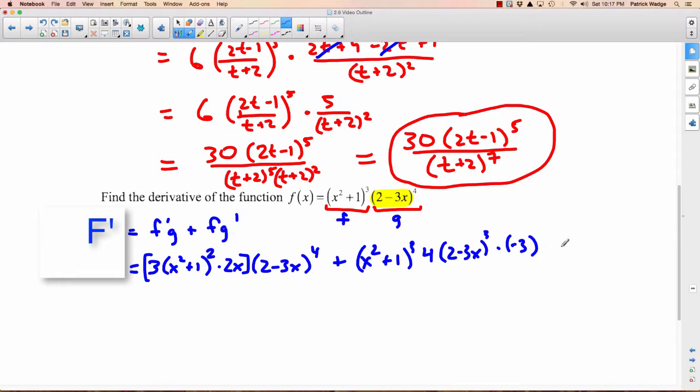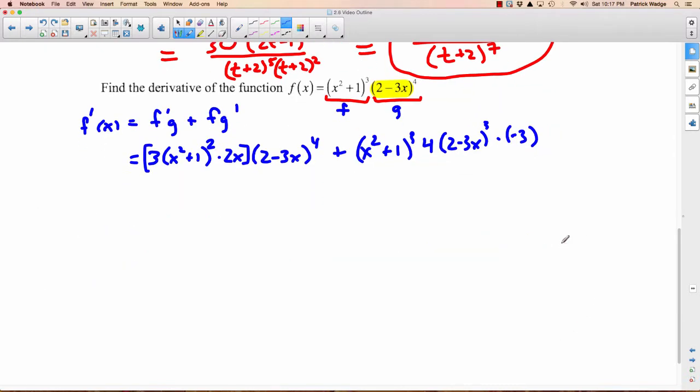Oh boy, we have some simplifying to do here. Often this will happen with questions like this. You see how you have x squared plus 1 squared here and x squared plus 1 cubed there, and you also have 2 minus 3x to the fourth here and 2 minus 3x to the third here. So chances are you're going to be able to factor out a bunch of these things. Don't expand those things. Okay, it's going to be way too much work.